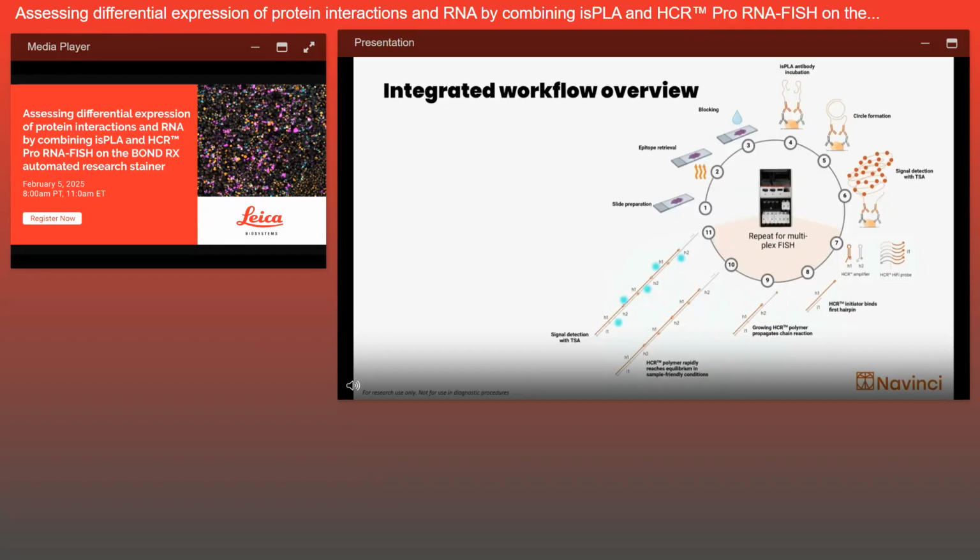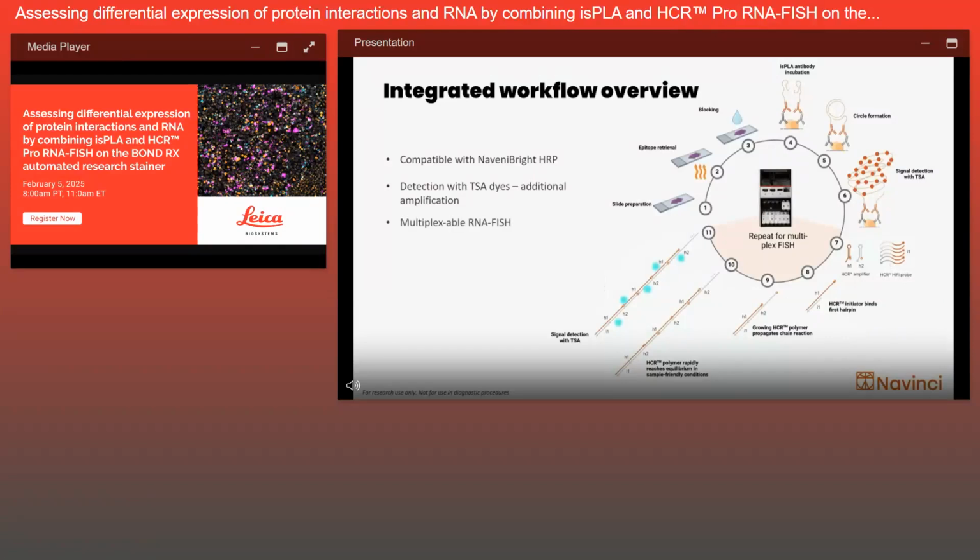So now we move into the integrated workflow. So to combine our Navinci system with the molecular instruments HCR Pro RNA FISH, we use the Navinci Bright HRP kit. And we also used TSA dye detection, which also gives another layer of amplification.